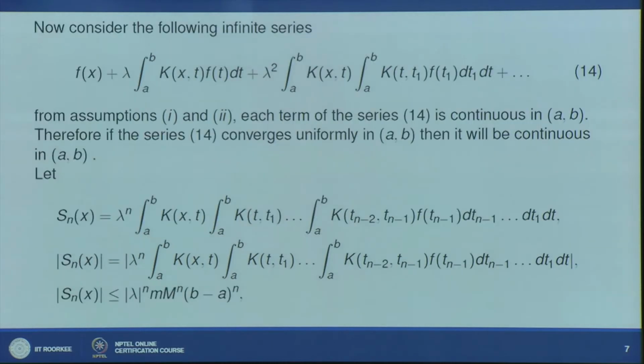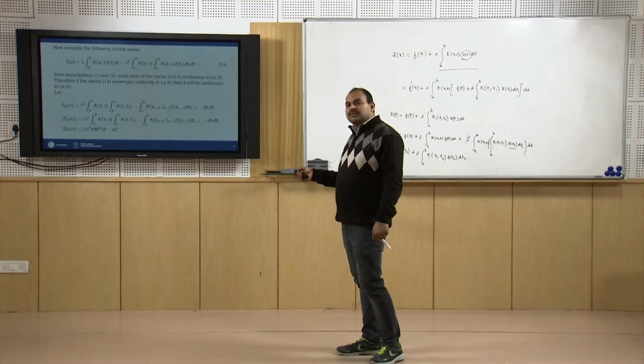For that, let us look at the following infinite series: f x plus lambda integral a to b k x t f t dt and so on. We want to show that this series is convergent. For that we will utilize the assumption we made earlier. What we assumed earlier is that this kernel k x t is a continuous function and bounded in the interval a to b for values of x and t in the interval a to b, and this f x is also continuous and bounded in this interval a to b.